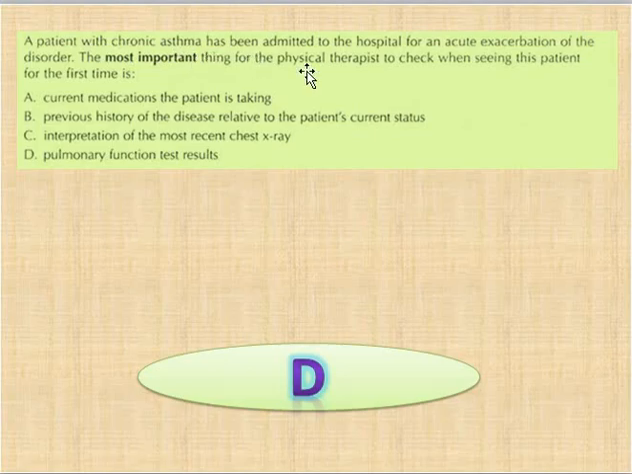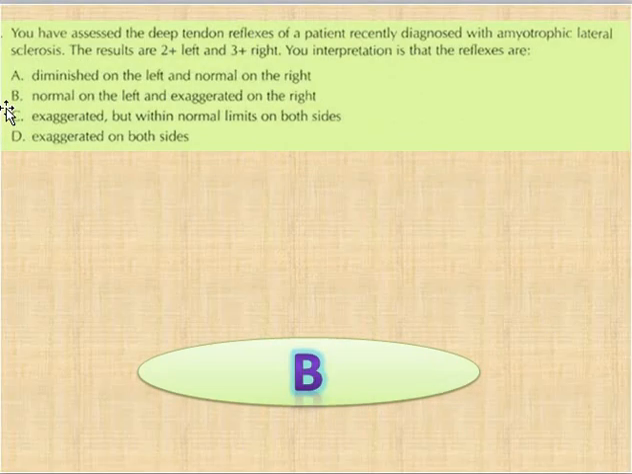A patient with chronic asthma has been admitted to a hospital for an acute exacerbation of the disorder. The most important thing for the physiotherapist to check when seeing the patient for the first time is option A है current medication the patient is taking, B previous history of the disease related to the patient's current status, C interpretation of the most recent chest x-ray, and D है pulmonary function test results, and the correct option is pulmonary function test results, D option correct.